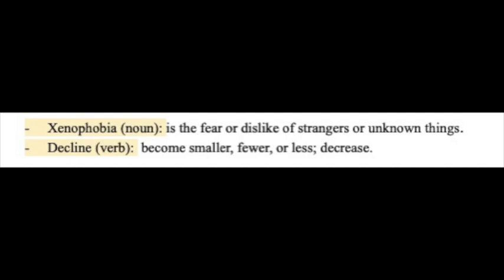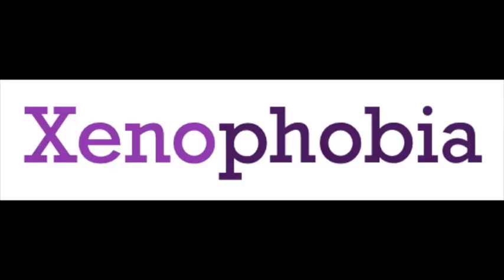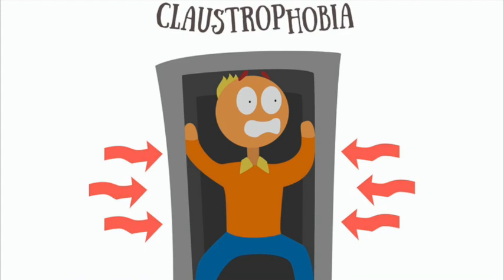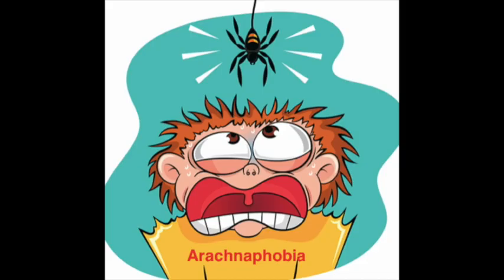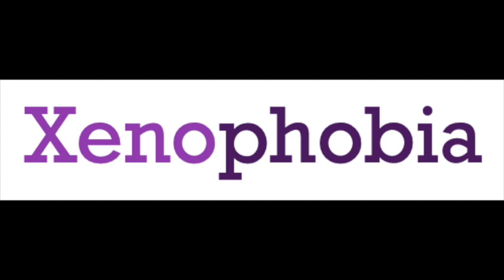Now, let's take a look at the first word, xenophobia. Looking at it, I can already identify what the suffix phobia means. It's an extreme fear of something. Think of claustrophobia, the fear of small spaces, or arachnophobia, the fear of spiders. I'm sure you've all heard of these before. According to the vocabulary here, it means the fear or dislike of strangers or unknown things. Xenophobia can make people jump to conclusions and stereotypes about others who are seen as different.